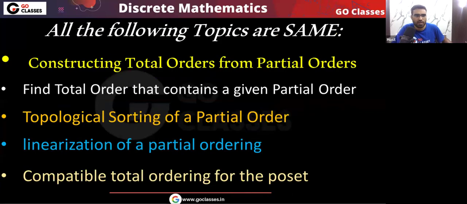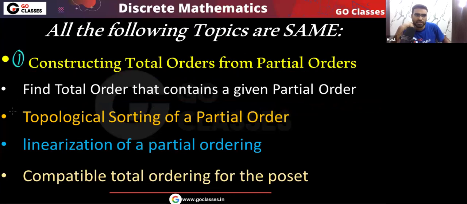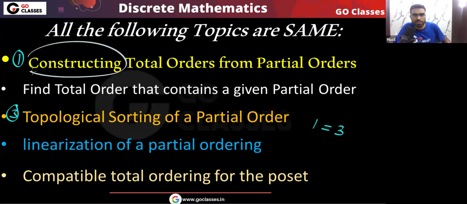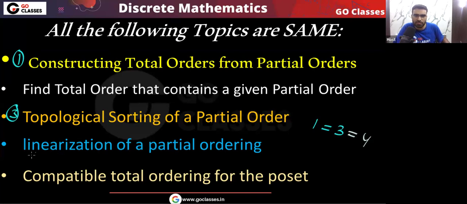Now let's move on. On your screen, all the following are the same. In the beginning of the lecture, I told you that all the following are the same. Now you tell me, so far which of them did you understand and which do we need to study now? Did you understand that the first and third are the same? Constructing total order from partial order is the same as topological ordering. The fourth is also the same: linearization of partial order.